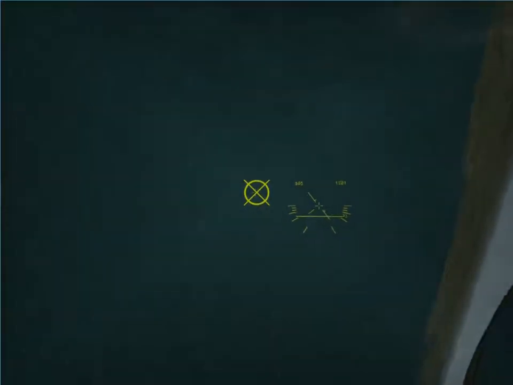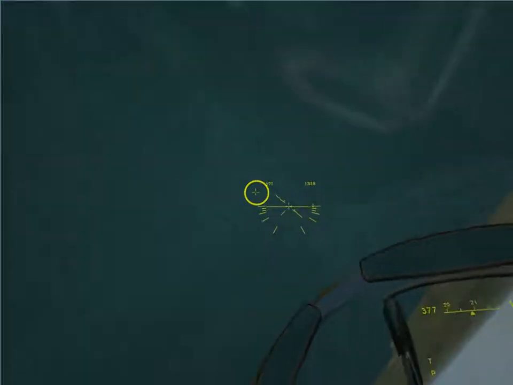Okay, now I'll perform a high yo-yo. So we're going to climb, again using the mini HUD. You can see the attitude indication. And now we're going to descend back down onto him to try to close the distance.